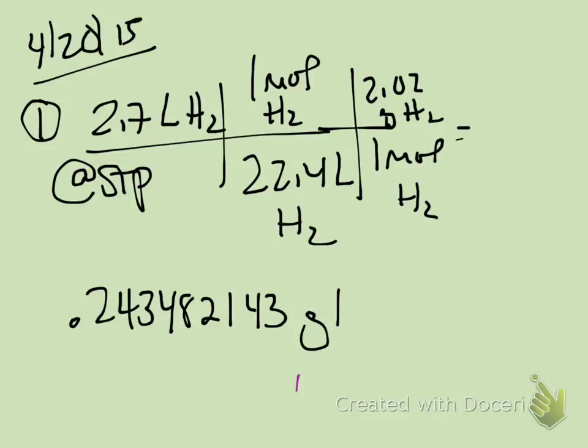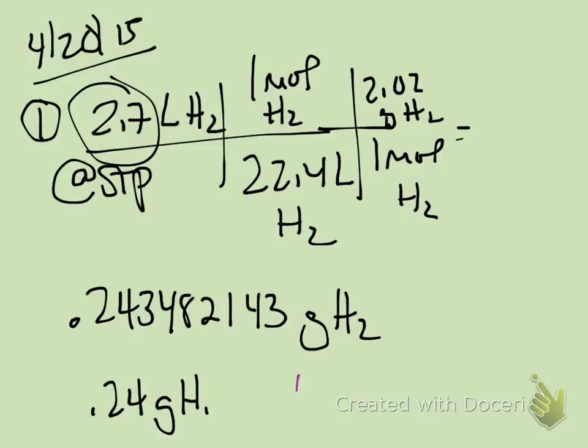So what we get is a raw answer of 0.243482143 grams of hydrogen, and we only have 2 sig figs, so this becomes 0.24 grams of hydrogen as a final answer. So not a lot of mass, pretty tiny. But of course, anytime that you have something in moles, you can go to grams. Anytime you have something in grams, you can go to moles.